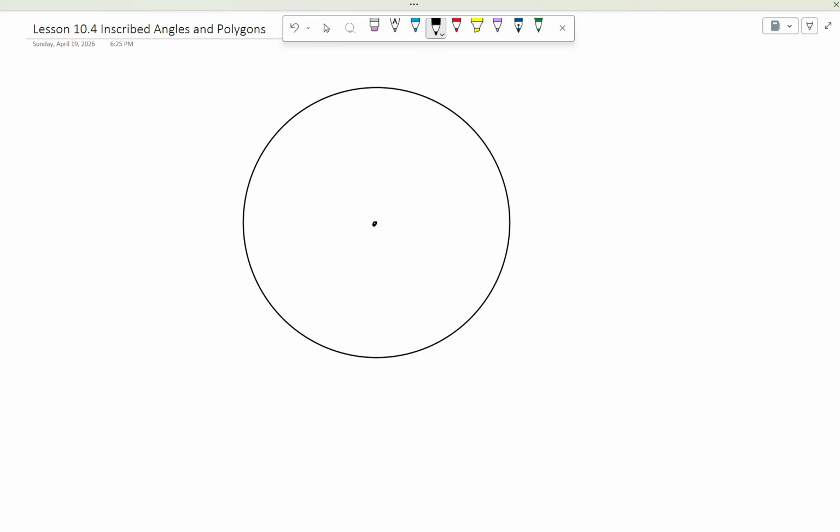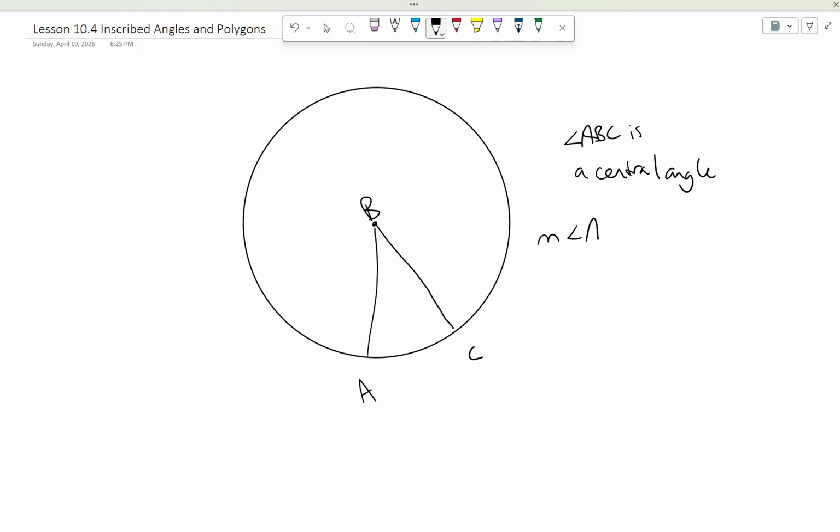If you recall, we had central angles that we were drawing. For example, this is ABC, and angle ABC is a central angle because it's drawn from the center, where the measure of angle ABC is equal to the measure of arc AC.